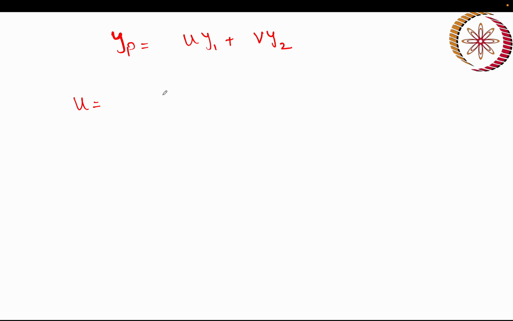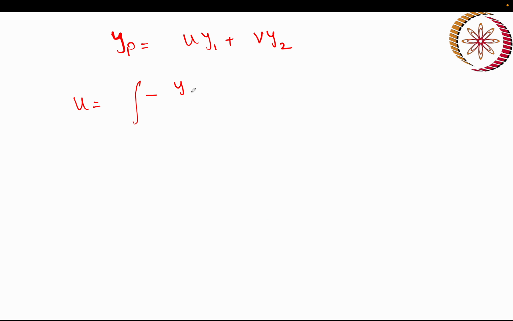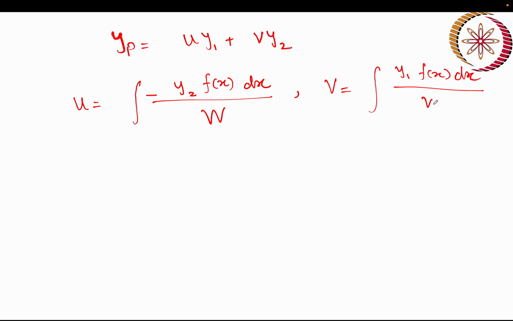And then u is equal to minus the integral of y2 f of x dx over the Wronskian, and then v is equal to the integral of y1 f of x dx over the Wronskian.